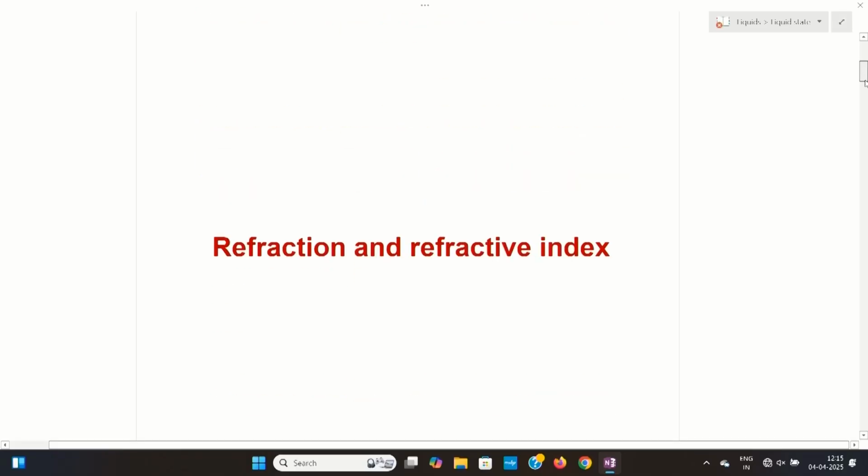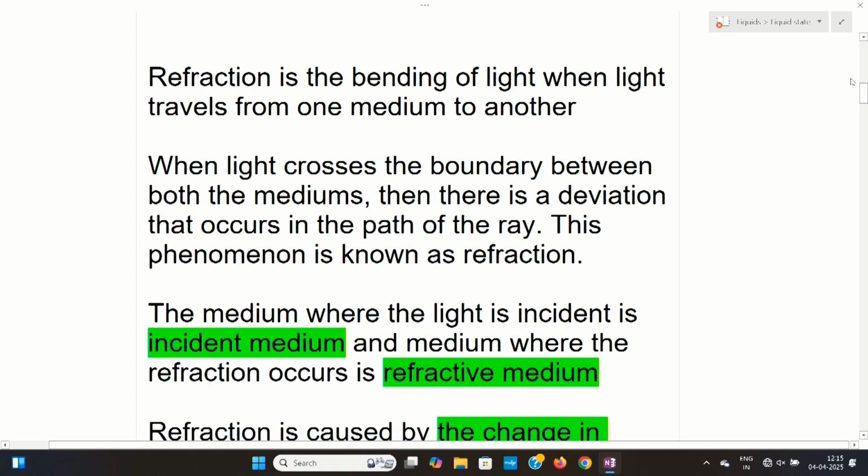First, we will see what is refraction. Refraction is the bending of light when light travels from one medium to another. That is, we will see the definition.